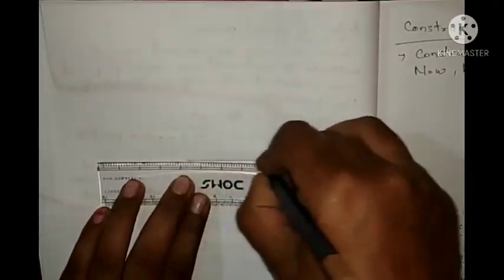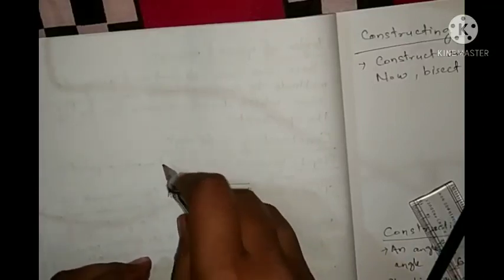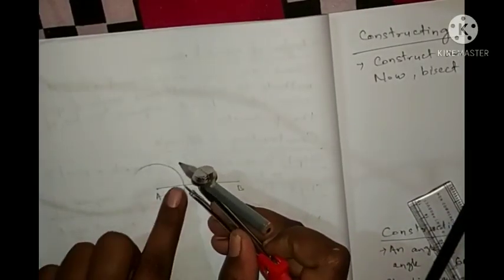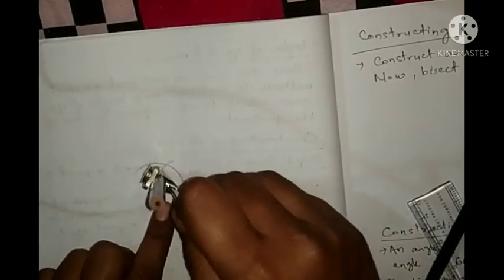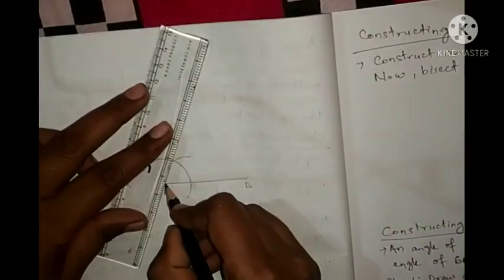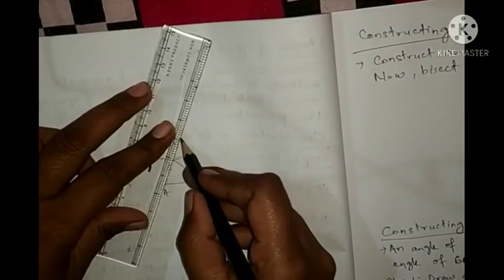How can you make 30 degree? The same thing. Take a line, name it A, B. Then make an arc like this. Then with the same measurement, from this point, make an arc which crosses the line. What you got? This is your 60 degree, but we want 30 degree. So what will you do?